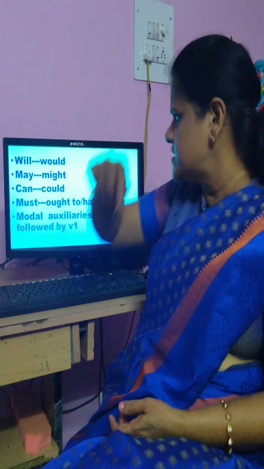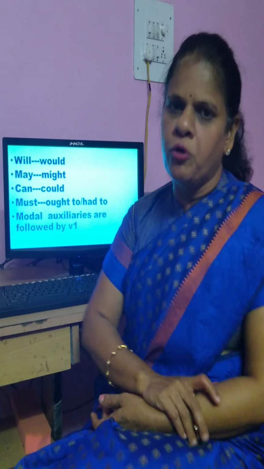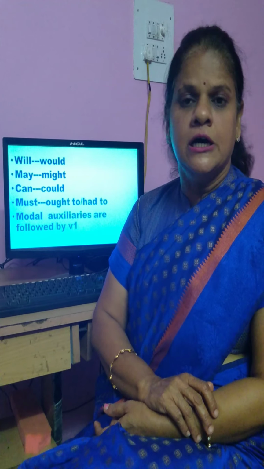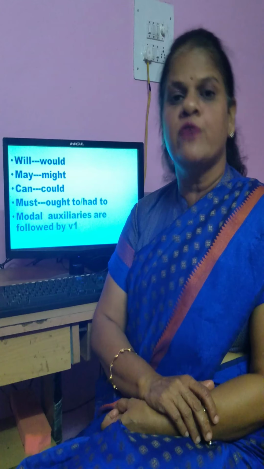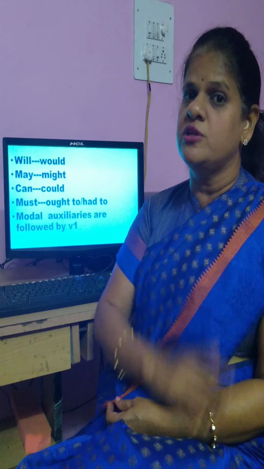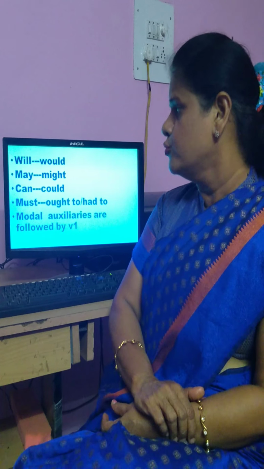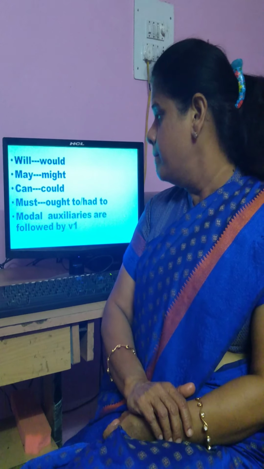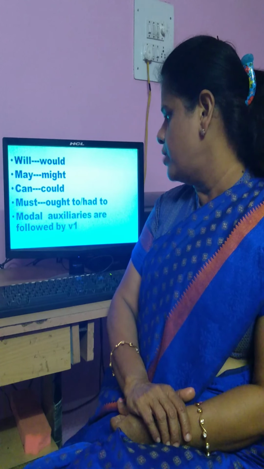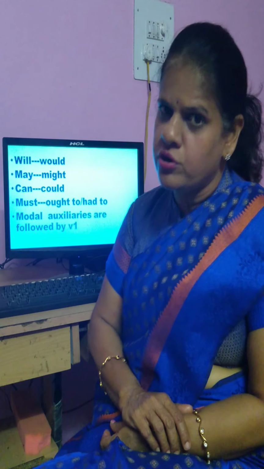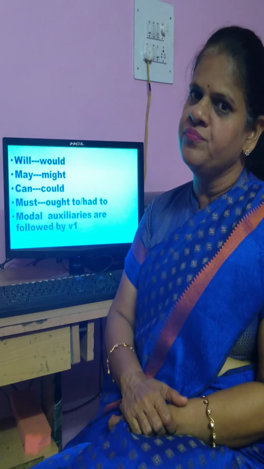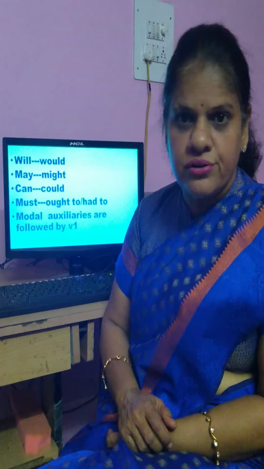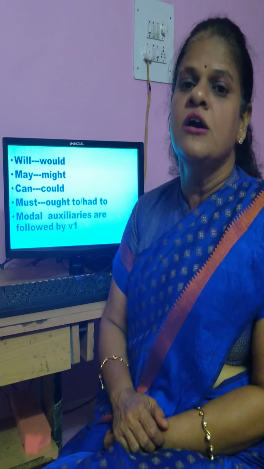Now moving to the next slide, I have given you some more information about the modal auxiliaries. I told you when we were learning declarative sentence, will be changed to would, even shall will be changed to would because shall refers to future. Then may will be changed to might, can will be changed to could, must will be changed to ought to or have to. And one important thing, the last note you see, every time students may make this mistake, modal auxiliaries should always be followed by V1.